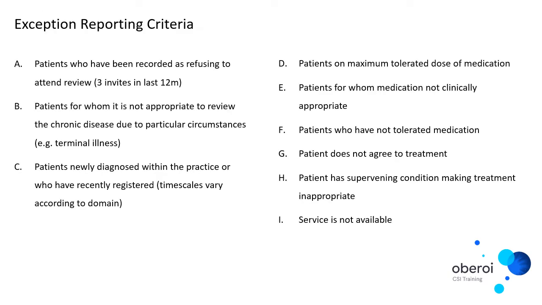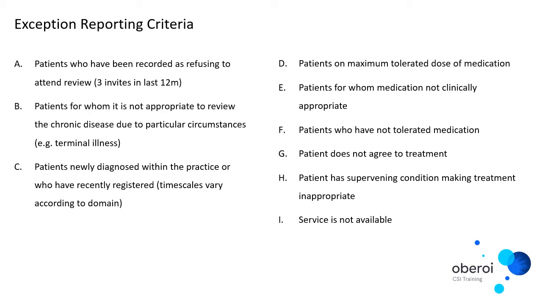So, exception reporting criteria. These are the patients that can be exception reported. Patients who have been recorded as refusing to attend review, and you must have evidence that they've had 3 invitations in the last 12 months. Patients for whom it's not appropriate to review the chronic disease due to particular circumstances, e.g. terminal illness, and this will be at the reference of the GP.